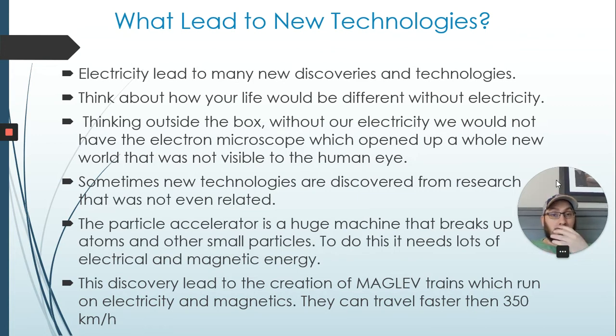Take a look in your textbook. There's a pretty good picture in your textbook of the maglev, and 350 kilometers an hour. Think about that if we had it out here from Calgary to Edmonton. It's approximately 300 kilometers. We'd be able to hop a train, get from Edmonton to Calgary in less than an hour. So those are technologies that are out there, and that was a technology that wasn't intended to happen because of the particle accelerator, but it did.